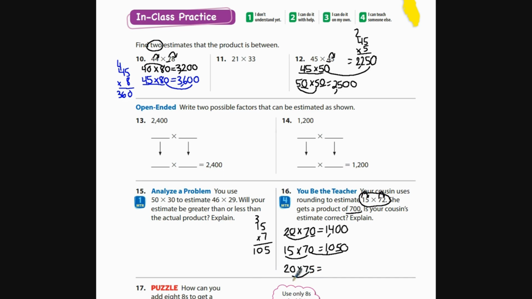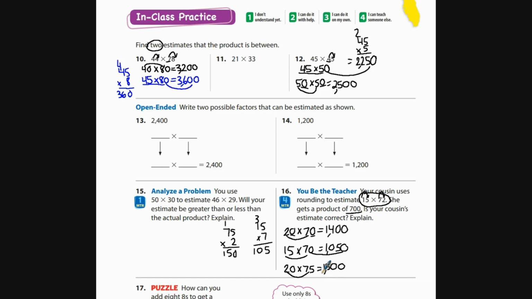Let's multiply 75 times 2. Okay, here we go. 75 times 2. Right, 5 times 2 is 10. Carry the 1. 2 times 7 is 14. Plus 1 is 15. And then I have to add a 0. 150. And add this 0 to the end.